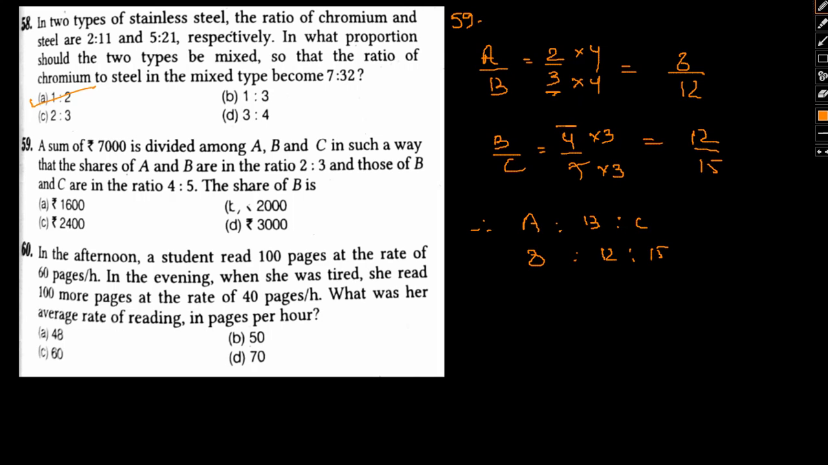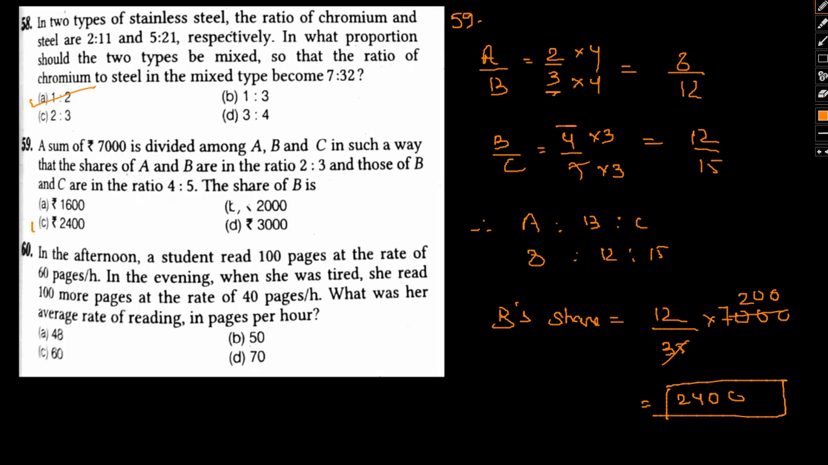Now what else do we do? We need to find the share of B. So B's share will be 12 by 35 into 7,000. This will be 100, so the answer will be 24,000. Okay, option C, 59 C will be the answer. So I hope it is clear.